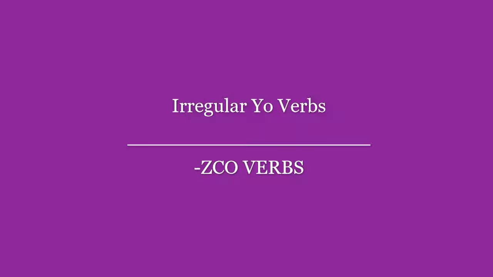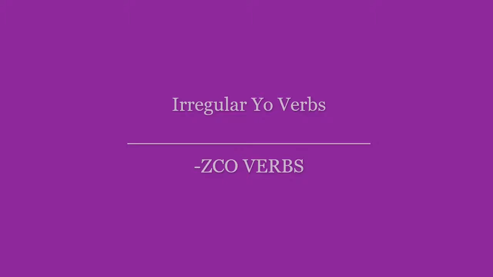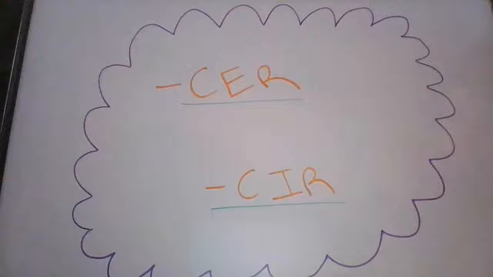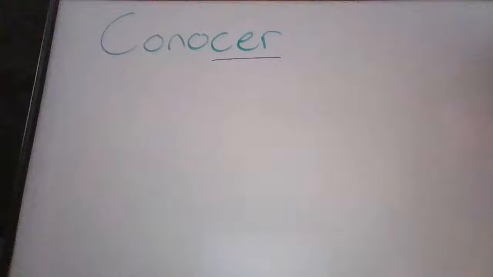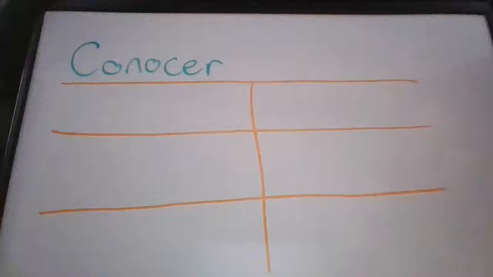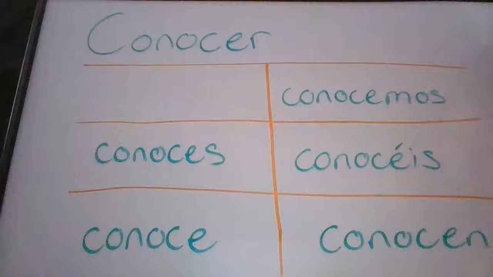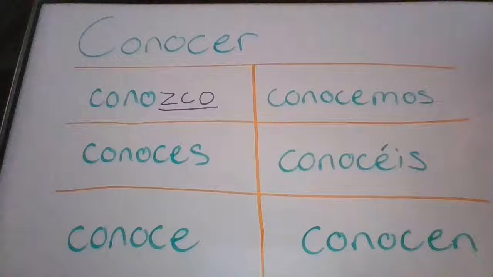Then there are the zco verbs. These are verbs that end in zco when written in the present tense yo form. You can usually identify a zco verb by looking at its ending. If it ends in cer or cir, it will most likely have the ending zco when in its present tense yo form. For example, the verb conocer ends in cer. To conjugate it, first conjugate all other forms normally, and then add zco in place of the normal yo ending.